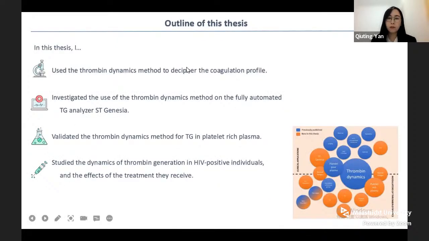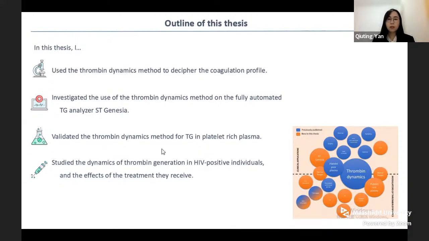One of the main focuses of the thesis is the investigation of thrombin dynamics analysis in humans. In chapter 2, I used the thrombin dynamics method to decipher the coagulation profile. In chapter 4, I investigated the use of the thrombin dynamics method on the fully automated thrombin generation analyzer STG media. And in chapter 5, I validated the thrombin dynamics method for thrombin generation in platelet-rich plasma. And finally, I studied the dynamics of thrombin generation in HIV-positive individuals and the effects of the treatment they received.